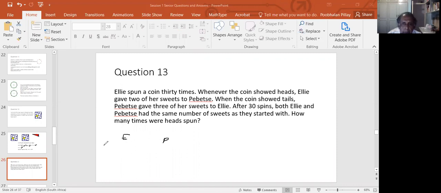Okay. So whenever the coin shows heads, Ellie gave 2 of her sweets to Pebetse. So she lost 2 sweets, while Pebetse gained 2 sweets. Whenever the coin showed heads. If you continue to read, when the coin showed tails, Pebetse gave 3 of her sweets. So Pebetse lost out, and she gave 3 of her sweets to Ellie. All right. Now, after 30 spins, both Ellie and Pebetse have the same number of sweets.